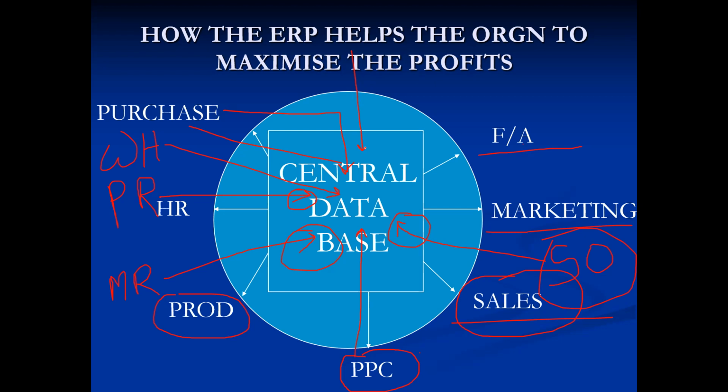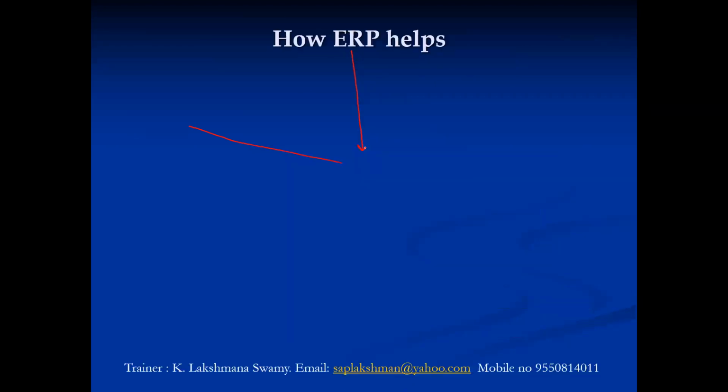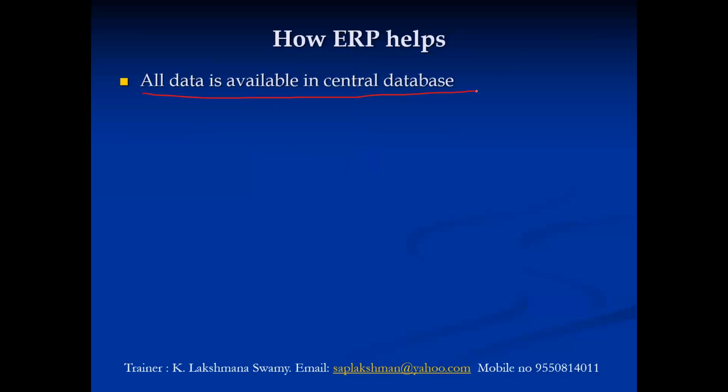As a result, he can take optimum decisions as far as possible, and to that extent, the profits are increased. That's how the concept of ERP helps the business organizations to maximize the profits, right? Now, let us summarize the total discussion till now. How the ERP helps, right? All the data is available in the central database.